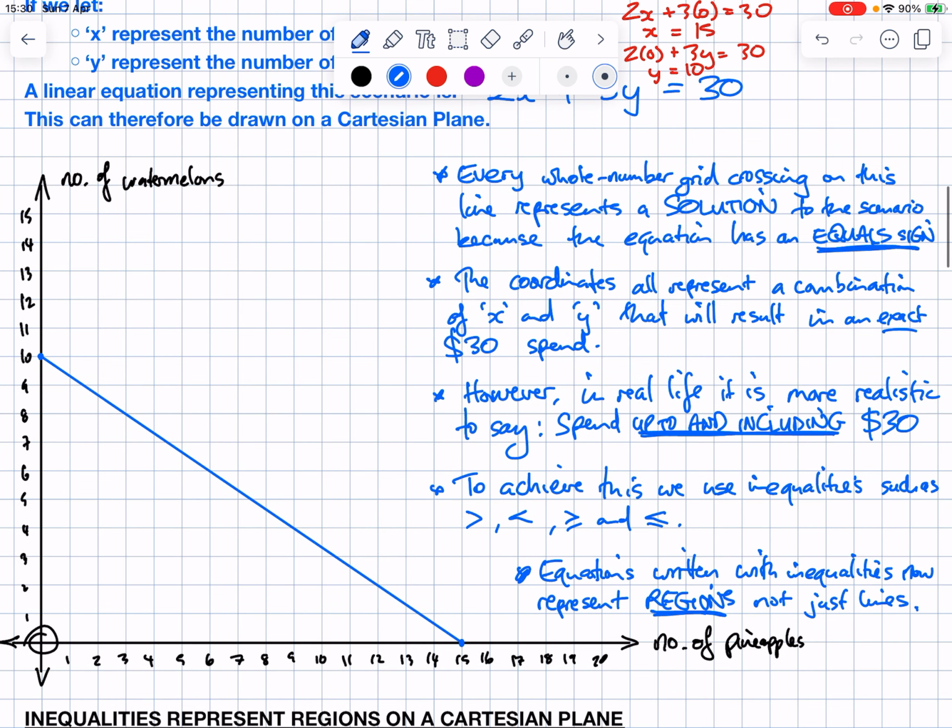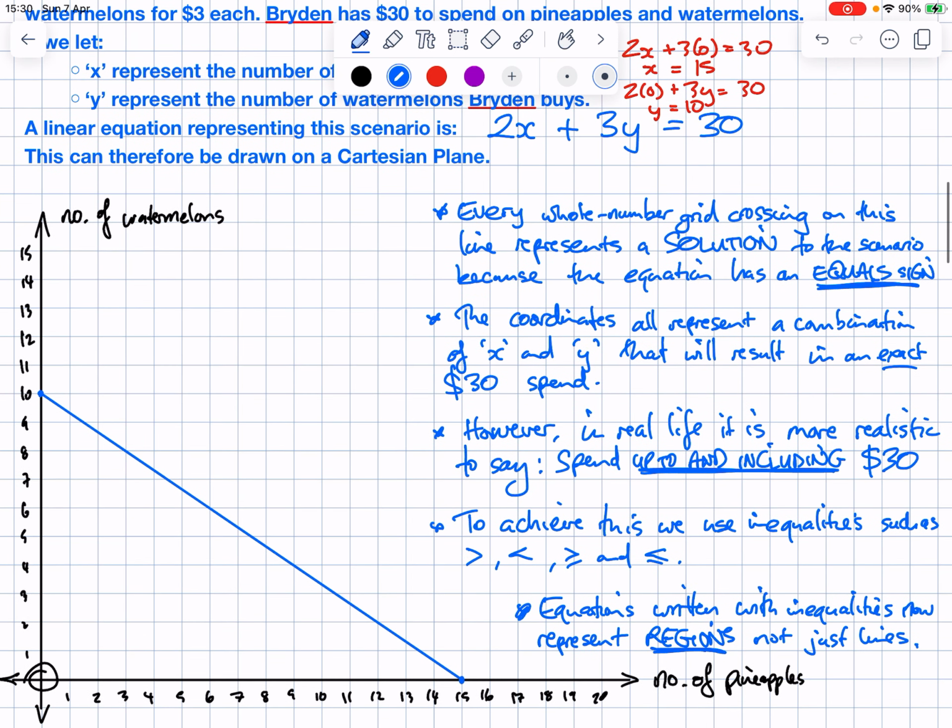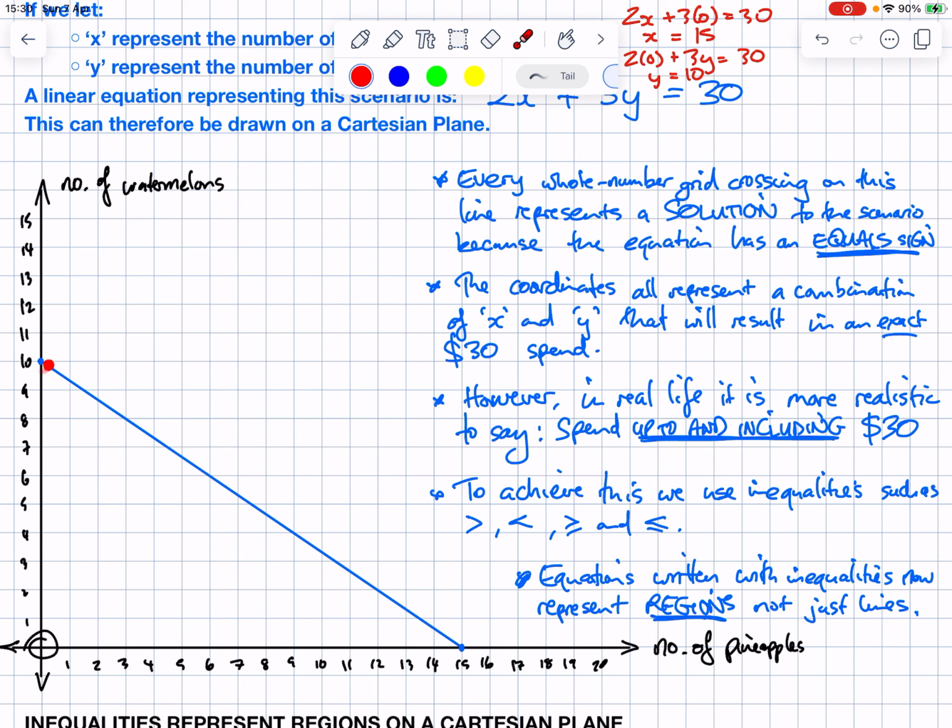But what does that actually mean? What does that drawing actually mean in the context of this situation? Well, every whole number grid crossing on this line represents a solution to the scenario because the equation has an equal sign. So this is a whole number grid crossing. That's 0, 10. This is not. That's on 1, but somewhere between 9 and 10. This is at 2, but it's somewhere between 8 and 9. This is a grid crossing. Then that's 3, 8. And the next one would be here, next one here, next one here, and the last one is the x-intercept, which is 15, 0.